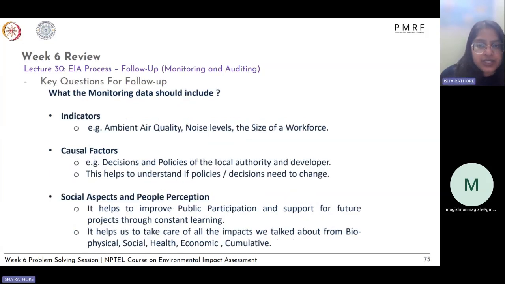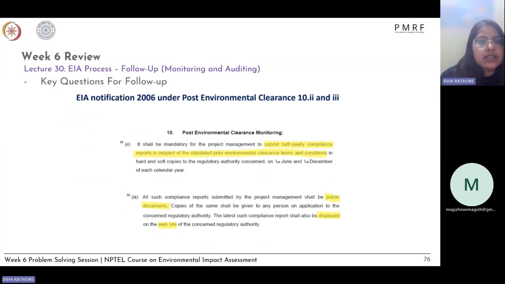So what should the monitoring data include? It should include indicators such as your ambient air quality, noise levels, etc. It should include causal factors, that is the decisions and policy of the local authority and developer. It helps to understand how policies and decisions need to change over time. It should also include the social aspects and people's perception. So it should have a section to look at how to improve public participation and support for future projects through constant learning. And it also helps to take care of all the impacts which we talked about in the report, and how they are being taken care of. And this can be used for further studies as well.